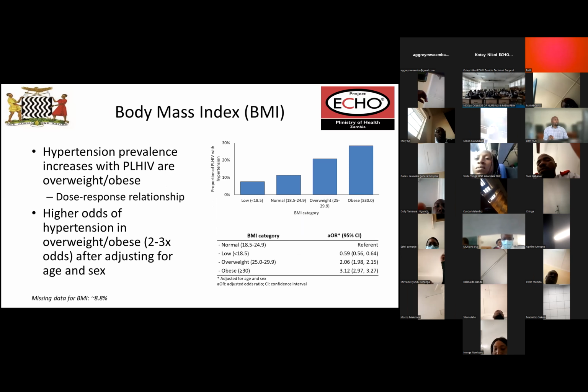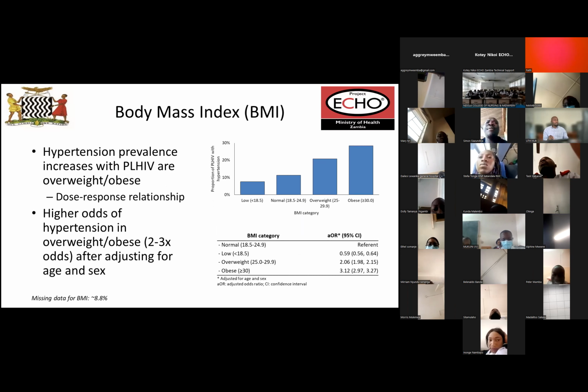Body mass index was also a factor, and hypertension prevalence increases with people living with HIV who are overweight. And this was dose related. You can see on the panel above there that as your BMI increases, the higher the chances that you'll have hypertension. Next.